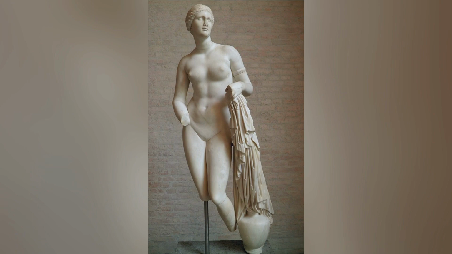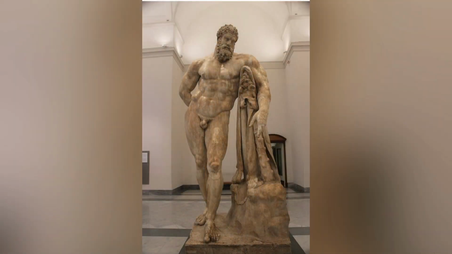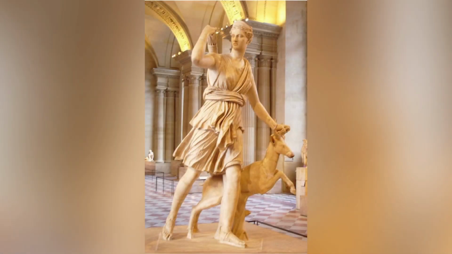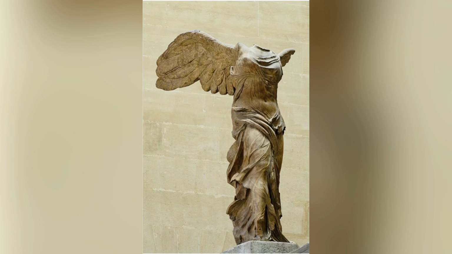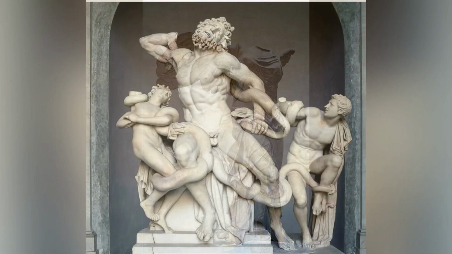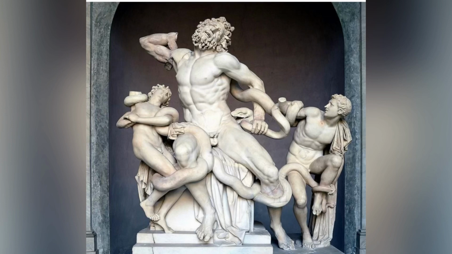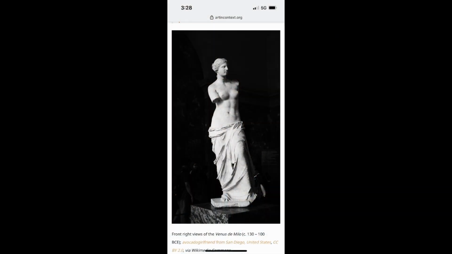This is Venus. I believe this is Venus. It's a tremendously classical sculpture. There's Hercules. They sculpted the figure of Hercules many times. I believe this is Diana of the Hunt. Look at the action in this and the way the material flows with the figure. This is called the Victory of Samothrace, a very famous sculpture. There's the Laocoon again. And there's the Venus de Milo, the entire figure.